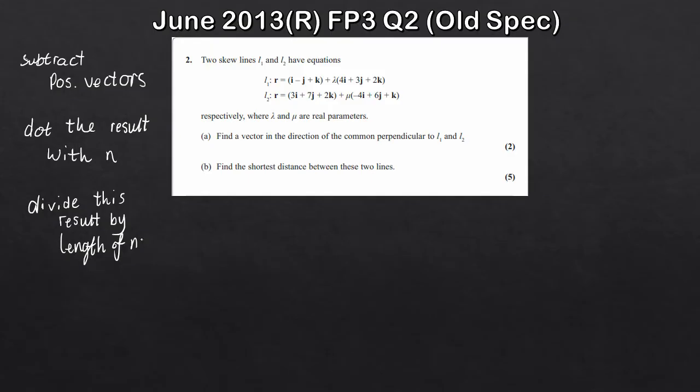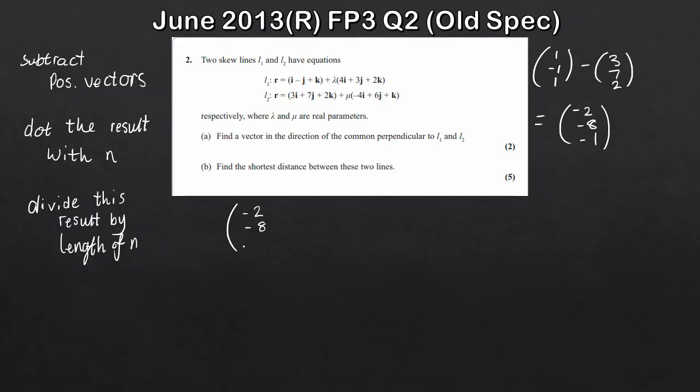So I'm going to subtract my position vectors first. If we do that up here, so 1 minus 3, 7 and 2. So 1 minus 3, that's minus 2, 1 minus 7, minus 6, and then finally 1 minus 2, nice and easy, minus 1. Okay, so we've subtracted the position vectors. Now I need to dot this result with n. So let's just write this down. So minus 2, minus 8, minus 1.